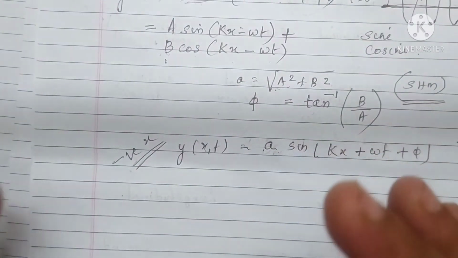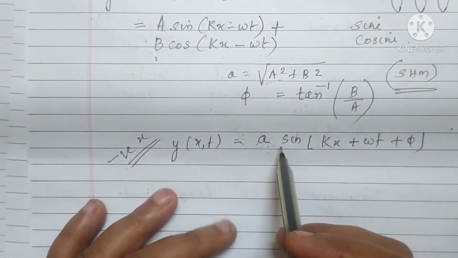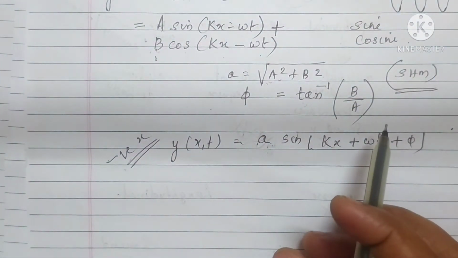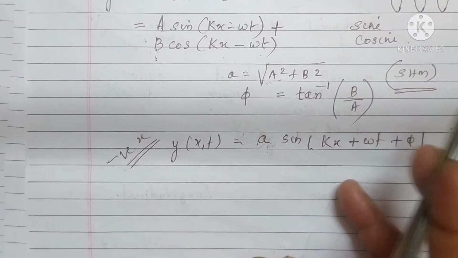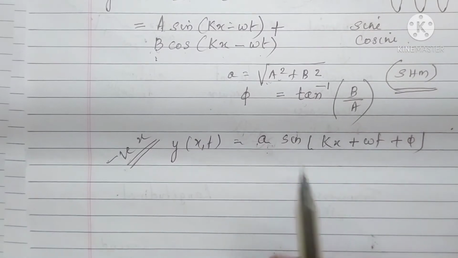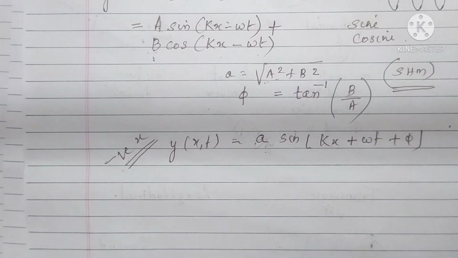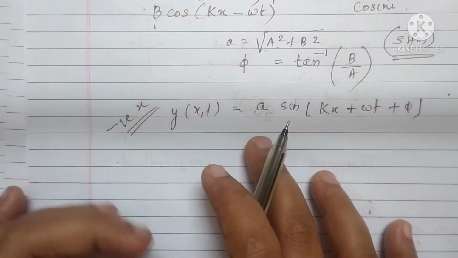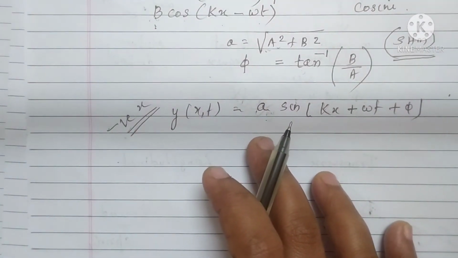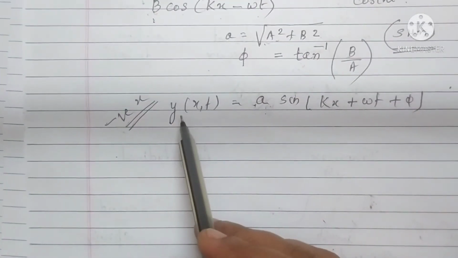Understood? So by viewing this relation, you can identify the position of the particles at a time t, find the displacements of all the elements of the string as a function of time, and tell the shape of the wave at any given time and how that shape changes with time. So how the wave progresses, these things you can note with the help of this equation. Clear?